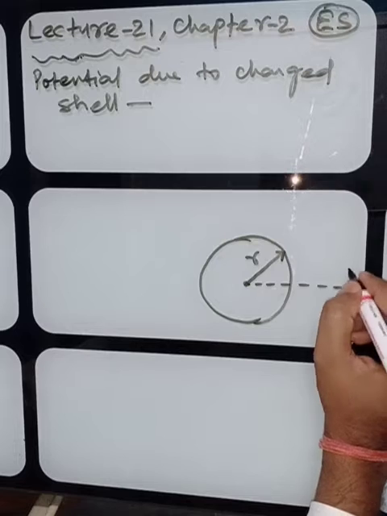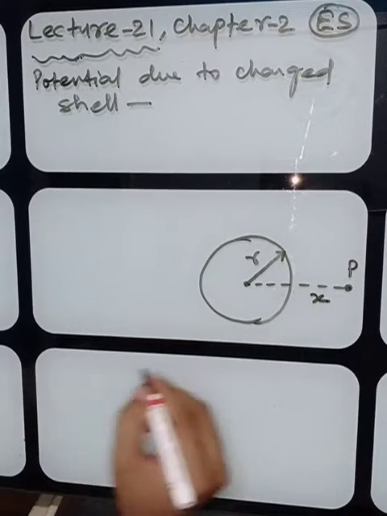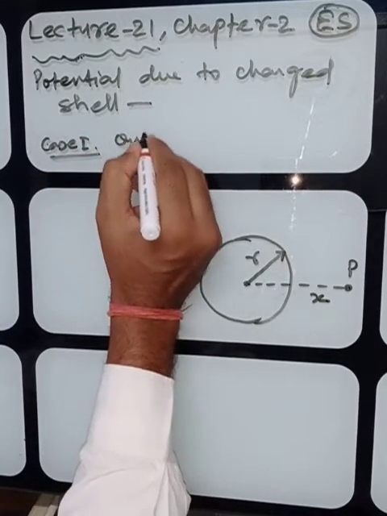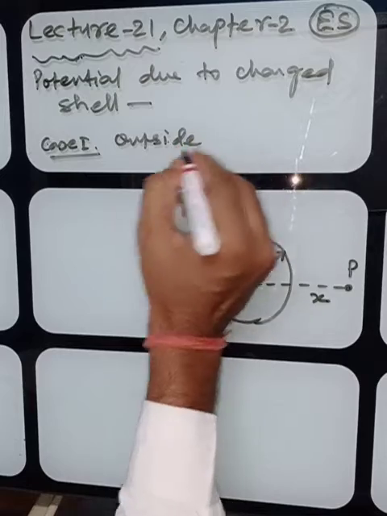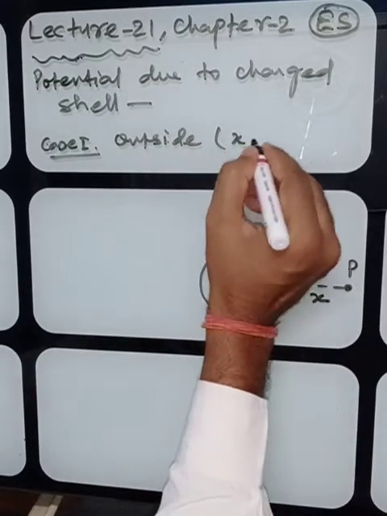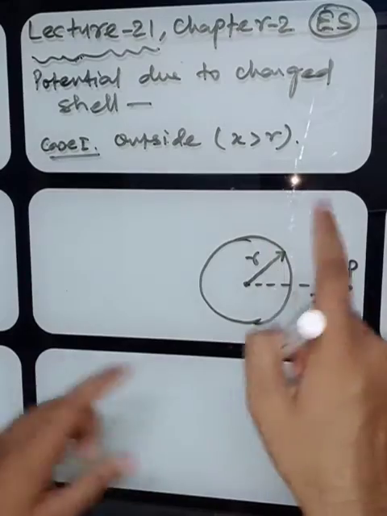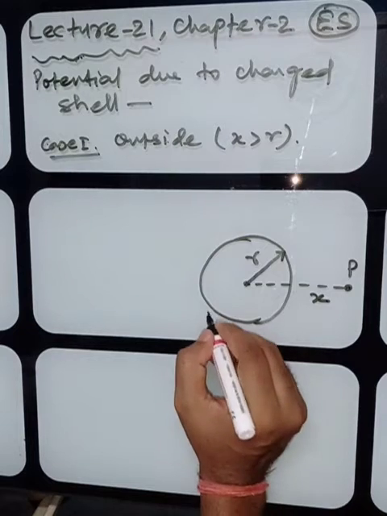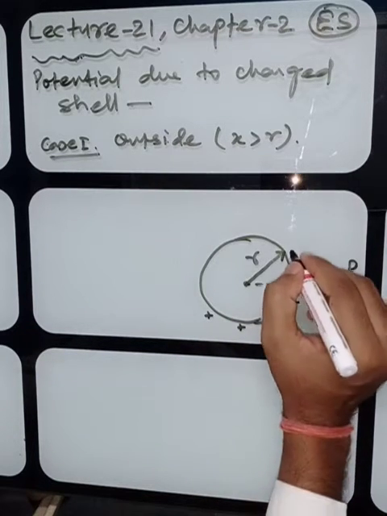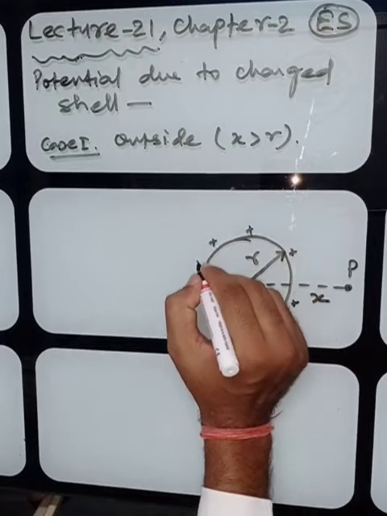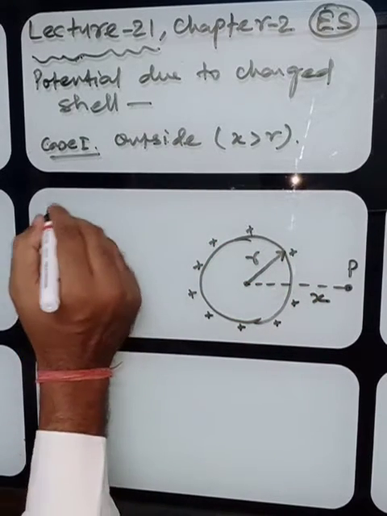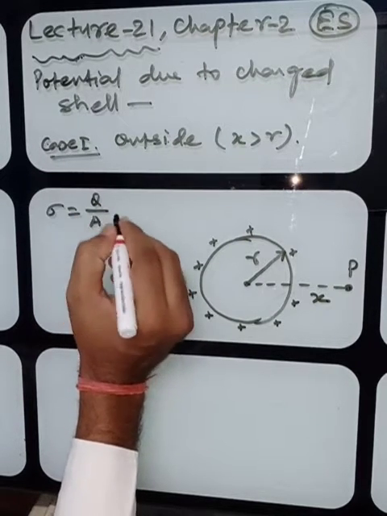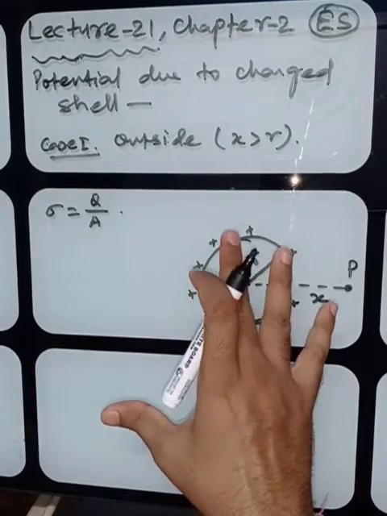One point P, suppose this distance is x, that is case 1, it is outside. Okay, that is x is greater than r, outside the cell. Remember, this is the cell and this cell is charged. Sigma is the surface charge density. Sigma is the charge per unit area, my dear students.